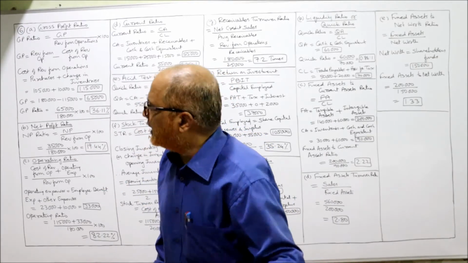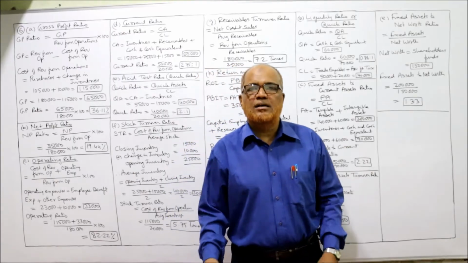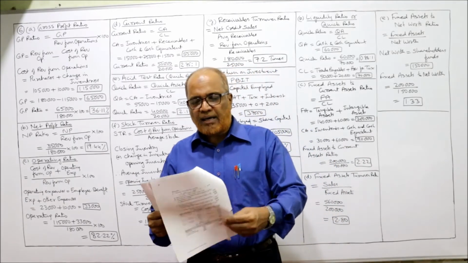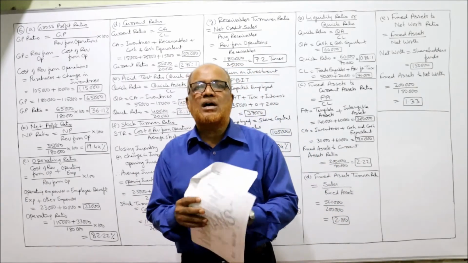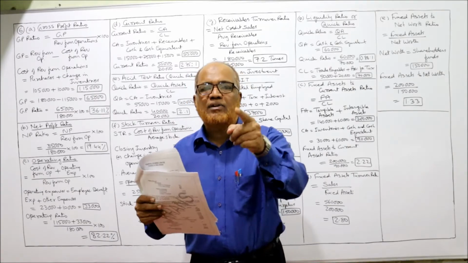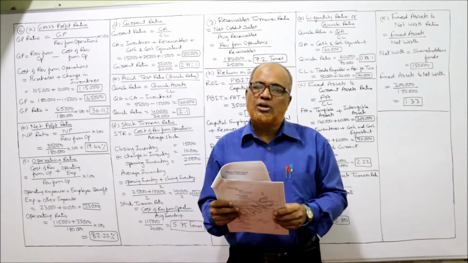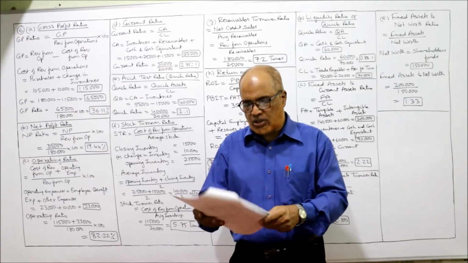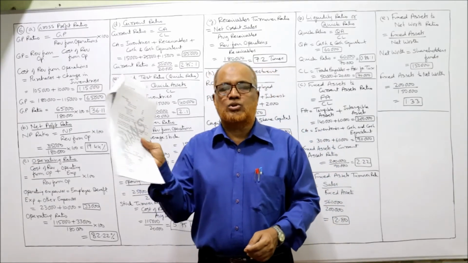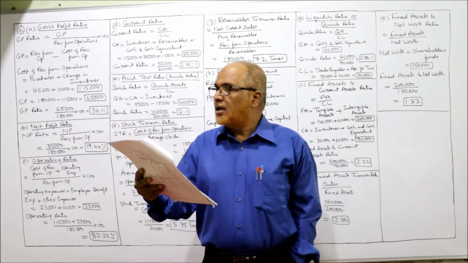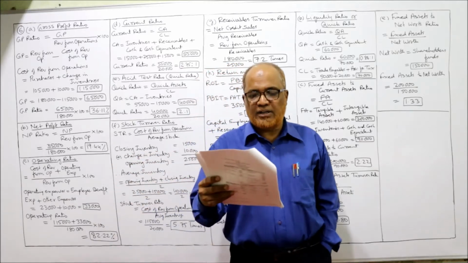Now I'm going to start the next problem, problem number 6. Before starting the problem, I expect my viewers to have a printout of the problems, which I have given in the link under my description. So take out the problems and see the printout. Now, I'm reading out the 6th problem.